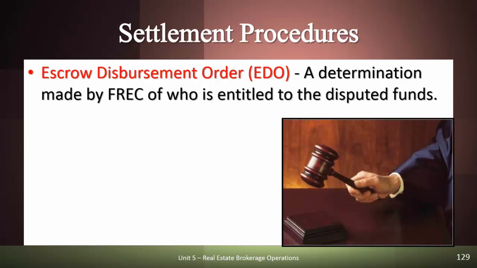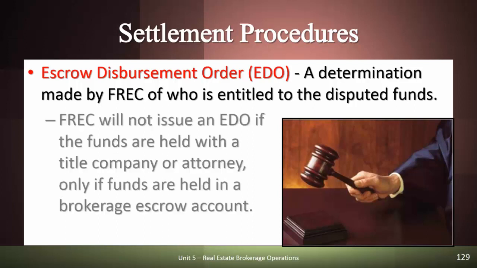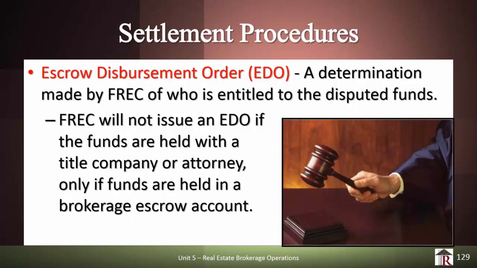And then finally, as a different route that you could go, you could attempt an escrow disbursement order. Now, this is a determination made by FREC as to who gets the money. FREC will not issue an escrow disbursement order if the funds are held with a title company or an attorney. They will only do this if it's the brokerage escrow account holding the money. An escrow disbursement order procedure is only available if the funds are held in the brokerage. Okay, I already said that.